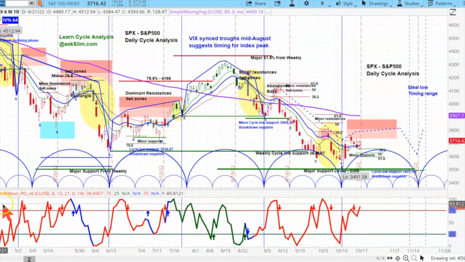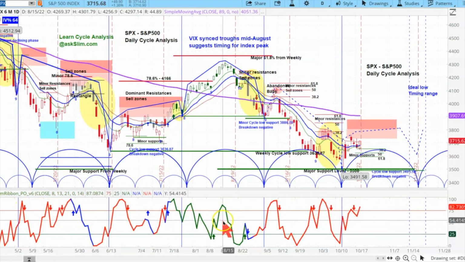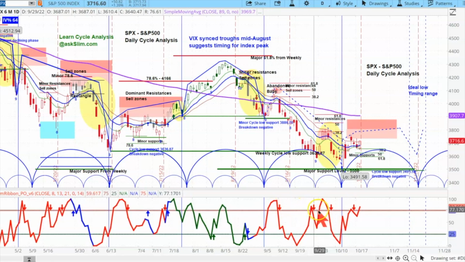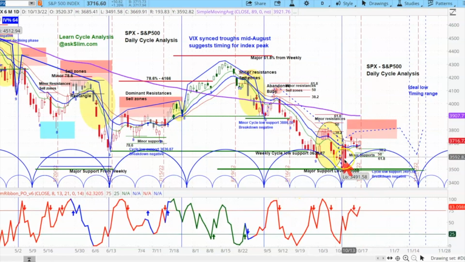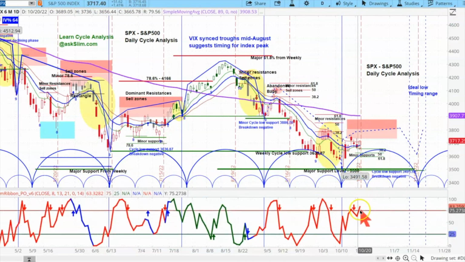So here you see all those red arrows as the market was moving down, and it was warning you about negative resumptions. You've had the same thing going on right over here, and as the market has turned up, it has not yet been able to turn blue, which would be neutral, though it's very close to doing that right now. So that is a look at the slim ribbon PO on the bottom.